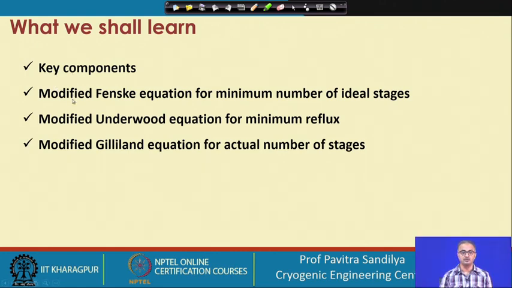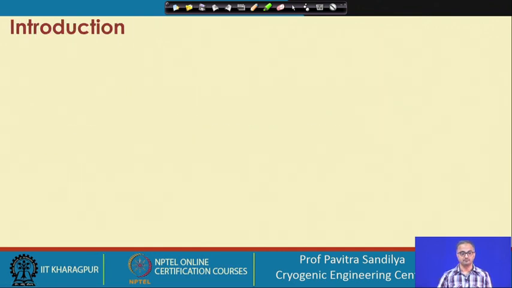Then we shall be looking into the modified Fenske equation to find out the minimum number of stages, modified Underwood equation to find out the minimum reflux, and modified Gilliland equation for finding the actual number of stages. Why am I saying modified? Because all these equations have already been dealt with under the binary distillation column design.